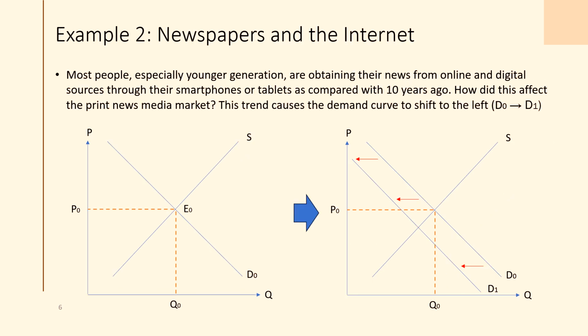Now let's move to the second example. Over time, especially among younger generations, people have shifted from traditional newspapers to digital sources, such as smartphones and tablets. This is a change in consumer preference. We begin again with the initial equilibrium at E0.